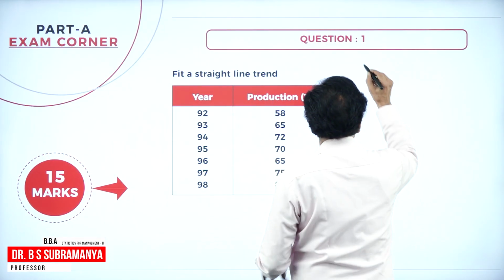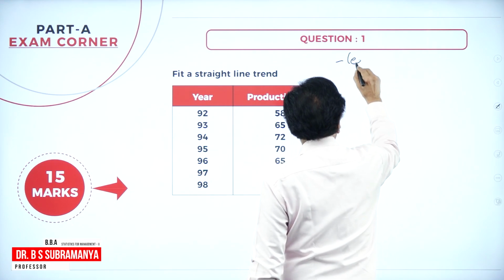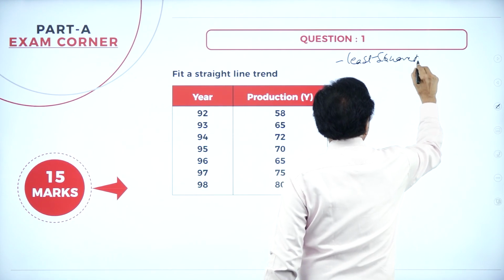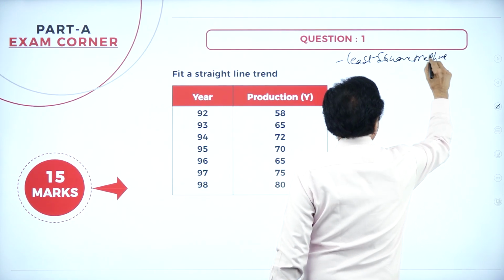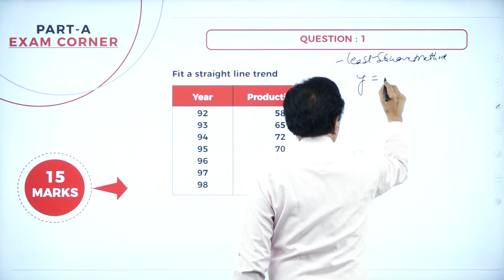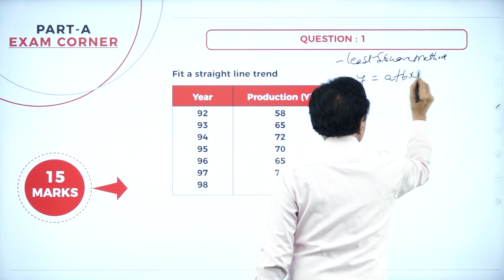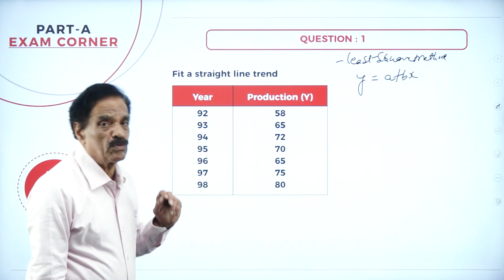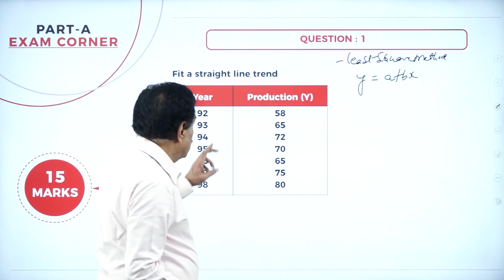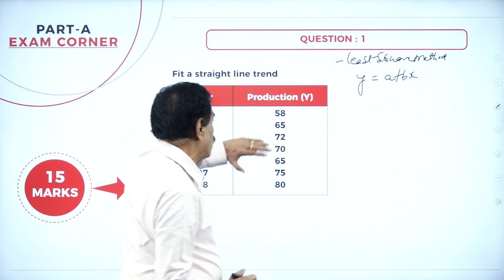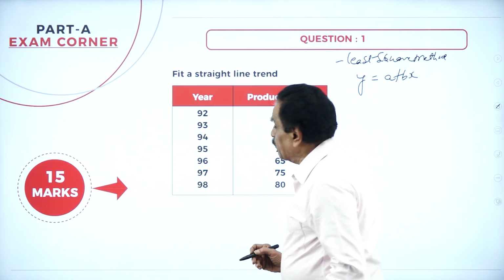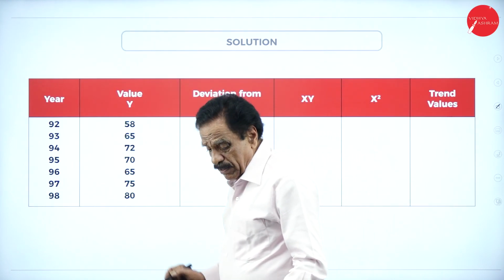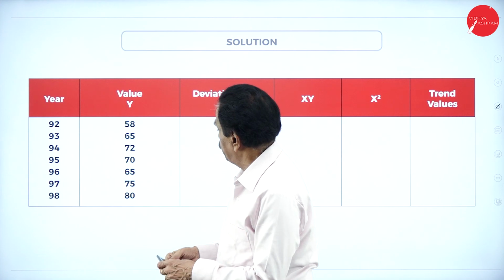This is called the least square method. The formula goes y is equal to a plus bx, where a is unknown, b is also unknown. Then, this is the production, this is the y we have got. What are the steps to be followed? I tell you. First, you have to add the y. You can add one by one.